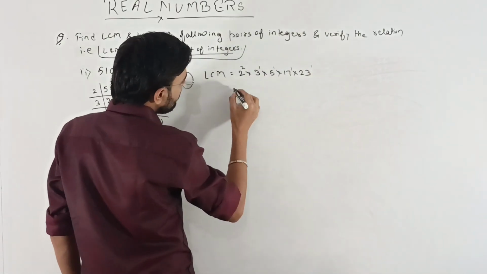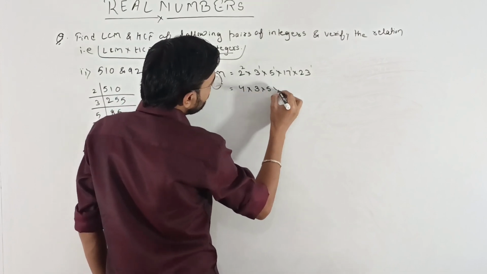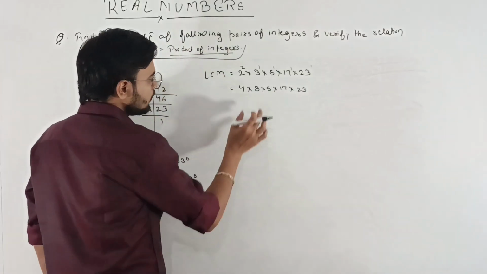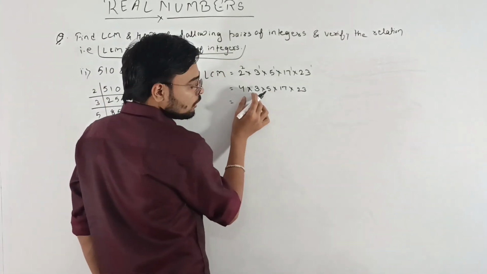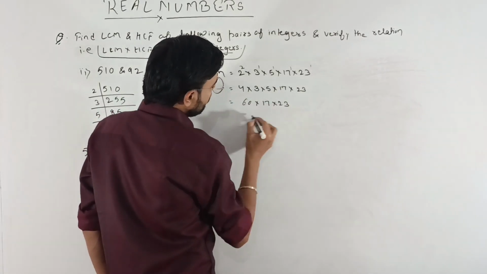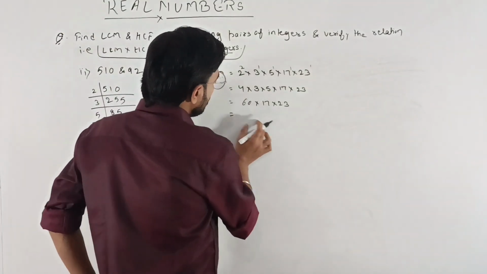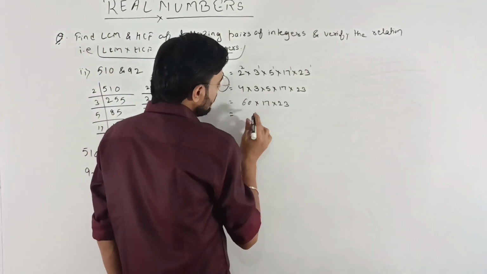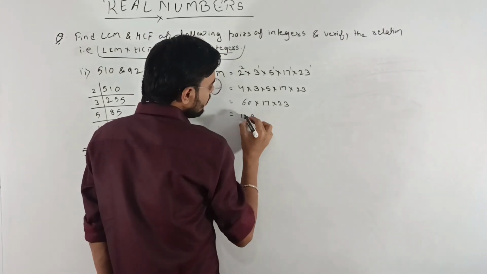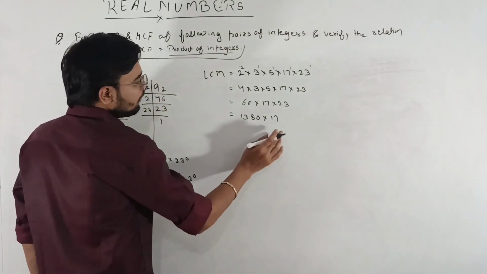Okay, now multiply this. This becomes 4 into 3 into 5 into 17 into 23. 4 times 3 is 12. 12 times 5 is 60, into 17 into 23. Now 23 and 6. 6 times 3 is 18. 6 times 2 is 12, or 13. 1380 into 17. Now 1380 into 17.